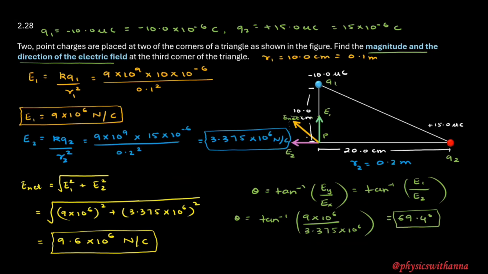But this angle is with respect to the negative x-axis. When I'm finding theta using tan inverse, it's the angle the resultant makes with the x-axis, whether positive or negative. But we generally find angle from the positive x-axis. So I want this angle over here. And this angle I can find, theta final, by just subtracting theta from 180. So I get 180 minus theta, which will be 180 minus 69.4. That should give you 110.5 degrees. So this is the magnitude and direction of electric field due to the two charges at point P, or at the third corner of the triangle.